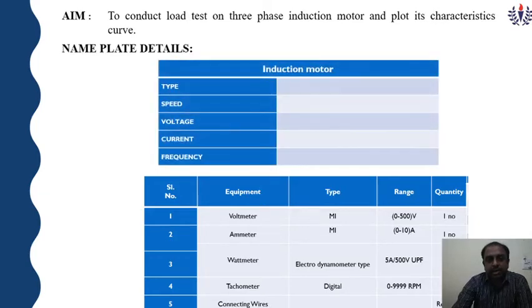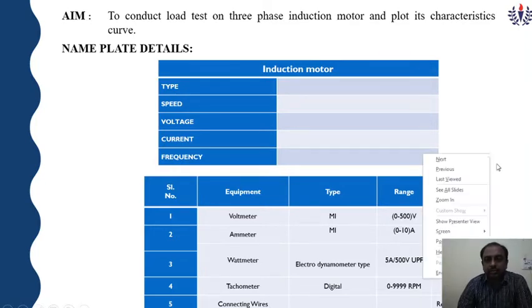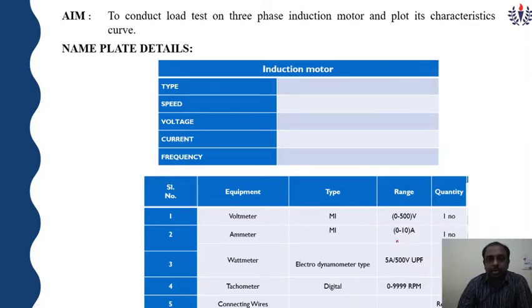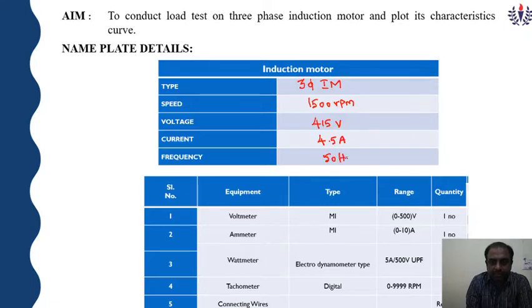Nameplate details of the induction motor: type, speed, voltage, current, frequency. Type: three-phase induction motor. Speed: 1500 rpm. Voltage: 415 volt. Current: 4.5 ampere. Frequency: 50 hertz.